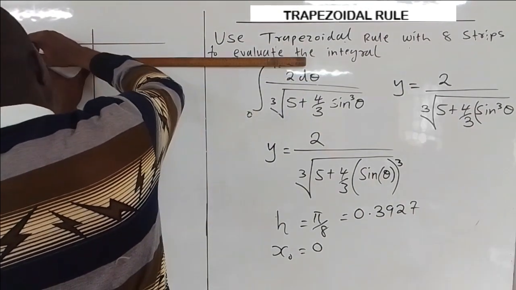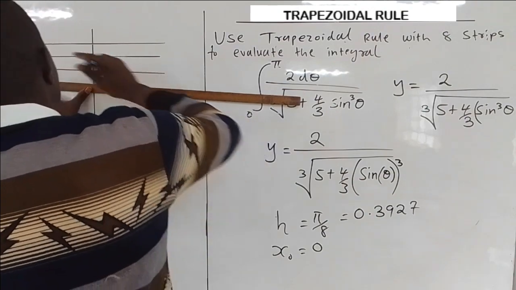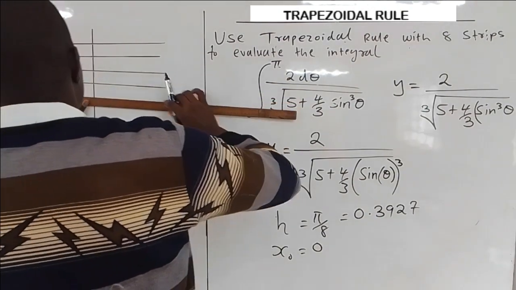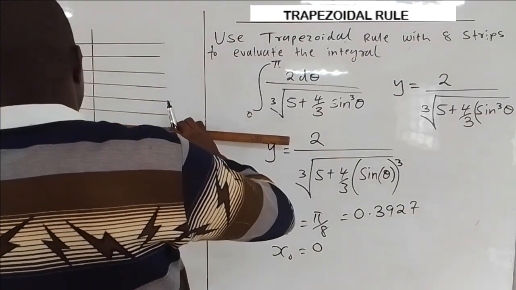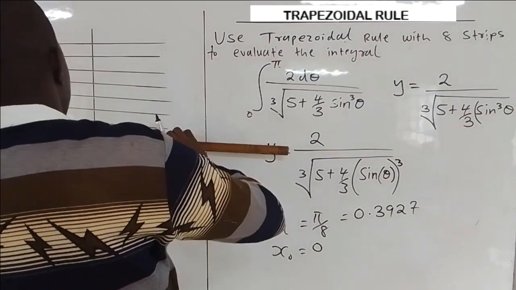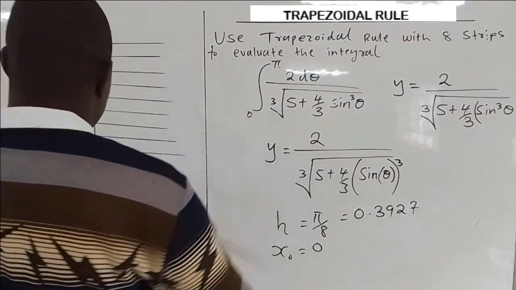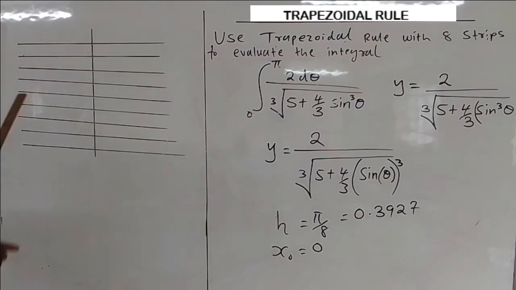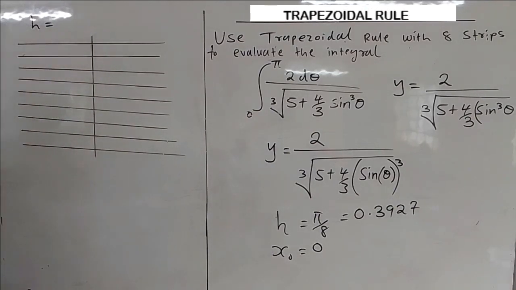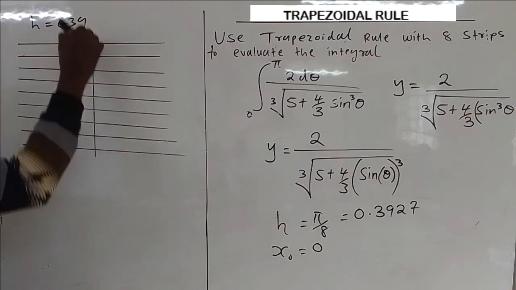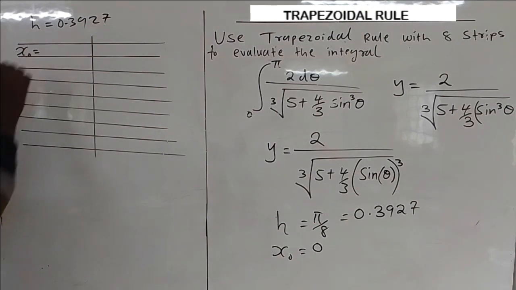Divide it 9 times. 1, 2, 3, 4, 5, 6, 7, 8, 9. So which value are you adding? You are adding the h value, so you must write h on top here, isn't it? h is 0.3927. Then your x0 is what starts, isn't it?